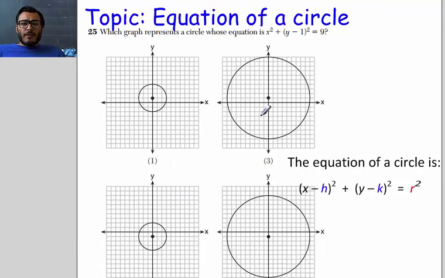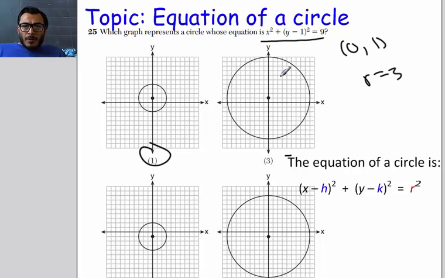Number 25. Which graph represents a circle with this equation? So from this equation, we know that the h is 0. And we know that the k is 1. So we got to change the sign of that. And we know the radius is 3. So our answer is choice 1. 0, 1 is the center, and then the radius is 3. So when they give you the equation, don't forget you got to change the signs of h and k. The reason why h is 0 here is because it's just x squared by itself. So the h is 0.